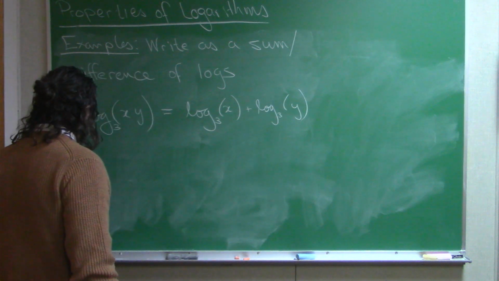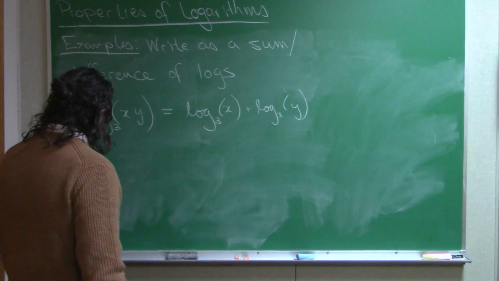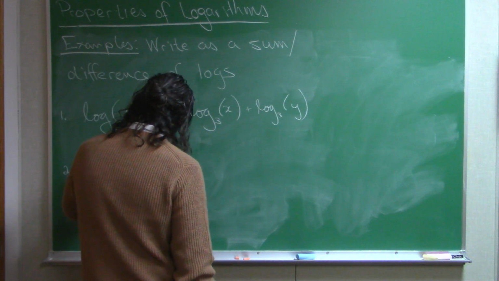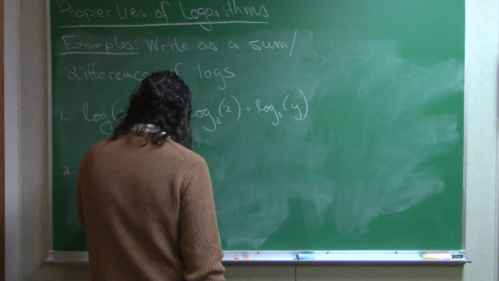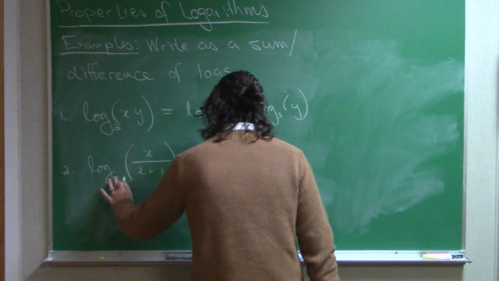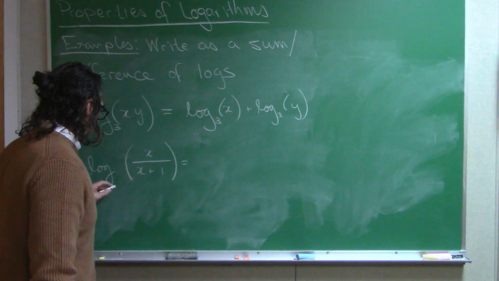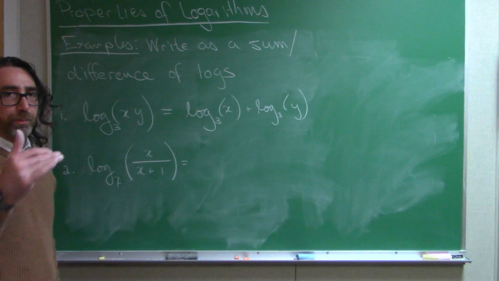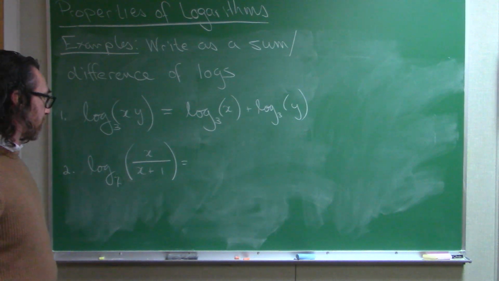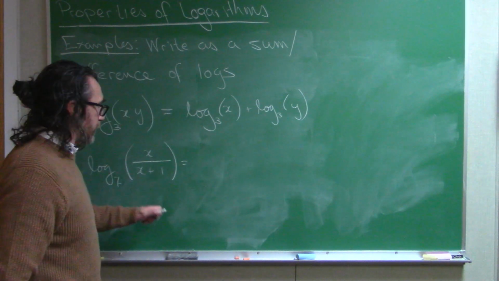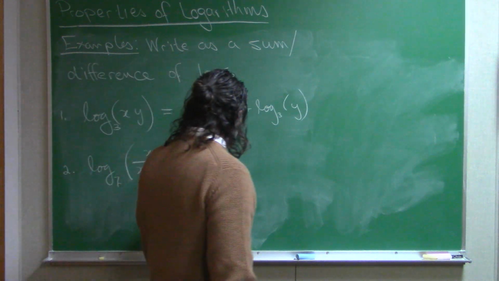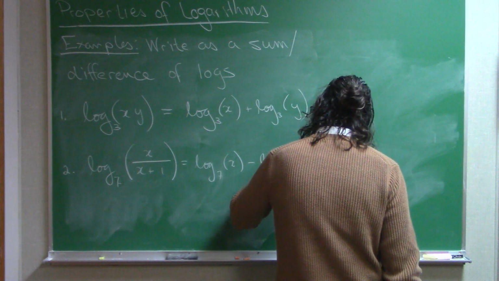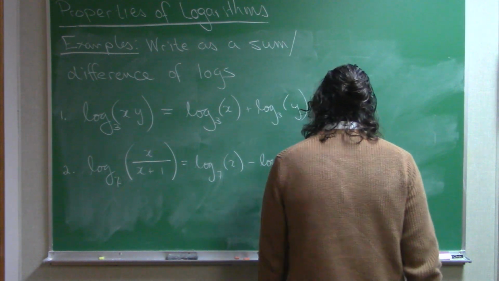Let's do a little more complicated example. Let's do log base 3 of x over x plus 1. Let's change the base even. It doesn't always have to be base 3. Let's go log base 7. Doesn't matter what the base is. The same rules apply to all log functions. So I'm looking at a quotient here, so I apply the quotient rule. Log base 7 of x minus log base 7 of x plus 1.